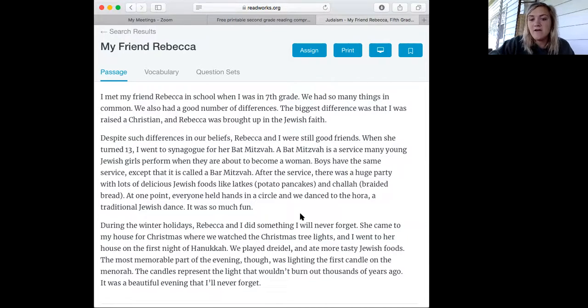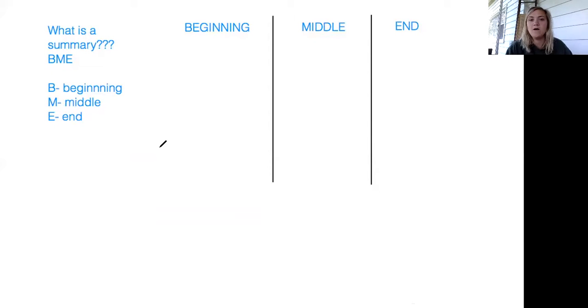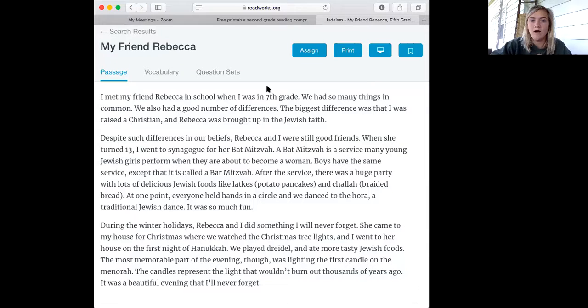All right, so there's our story, and now let's write a summary about it. This was a very short story that we were reading, and we can always go back to it to refer. So we're going to go back to our whiteboard. The first thing that I noticed was that BME is 3 letters long. How many paragraphs did we have in our story? We had 1, 2, 3. So let's just put a summary a B, an M, and an E. Very simple.